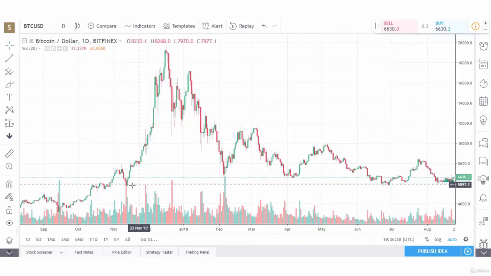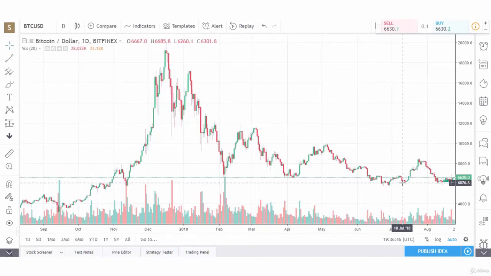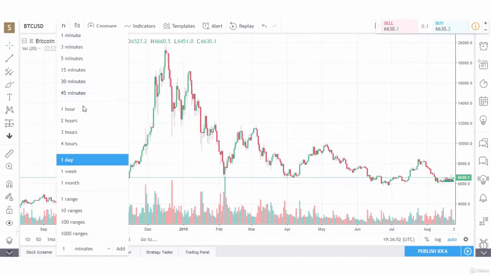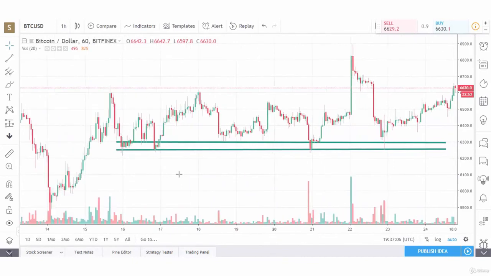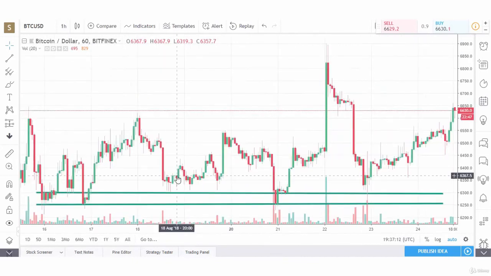The stock went up and came down and touched it in November. It came down and bounced off of the 6,000 level in June, and now it's trading back down around the 6,000 level. Now I'm going to zoom in to an hourly chart, and I've already drawn an hourly support level here between 6250 and 6300.